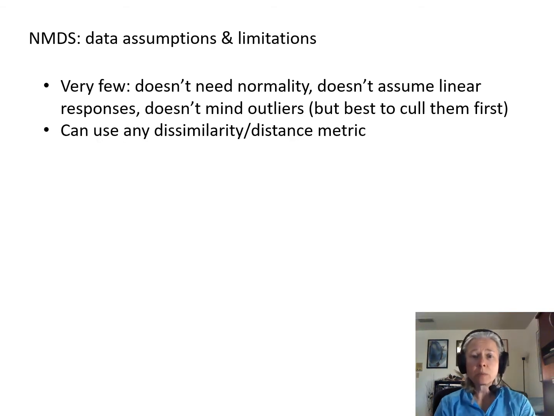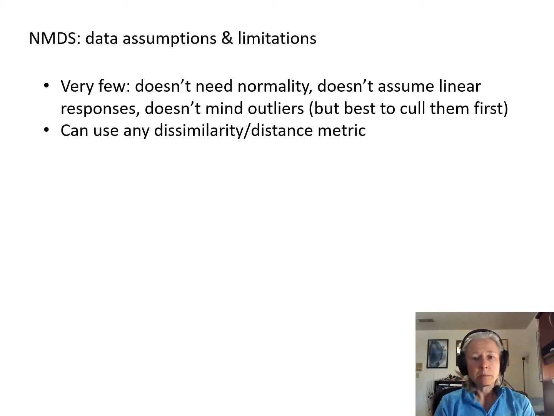In terms of assumptions and limitations of NMDS, there are relatively few. It doesn't require that your data have a normal distribution. It doesn't assume that there are linear responses between your variables. And it doesn't mind outliers, although it's best to cull your outliers first. Outliers can drive an ordination in a certain direction. And you can use any distance or dissimilarity matrix. And so that makes it very flexible, and it's one reason why NMDS is so widely used.